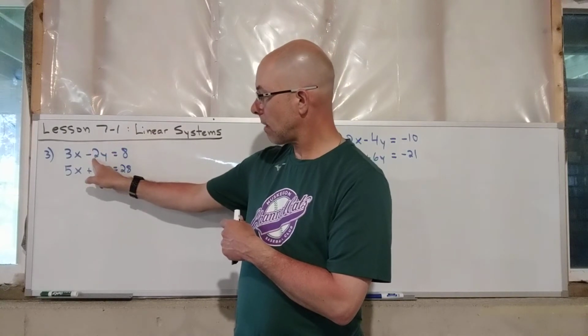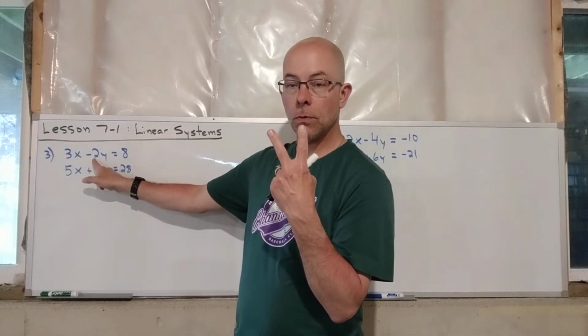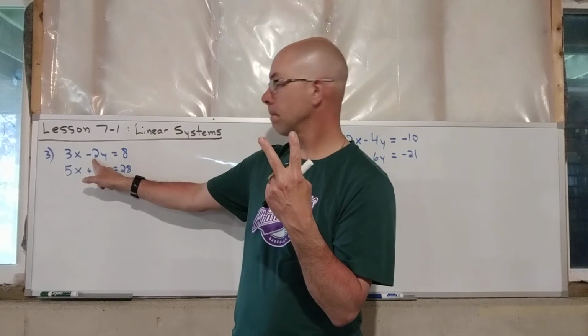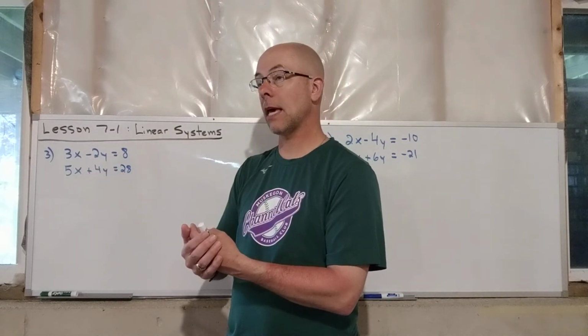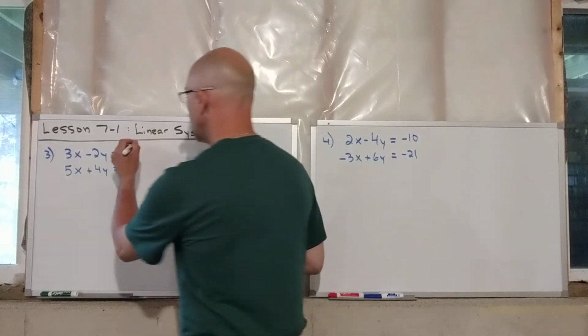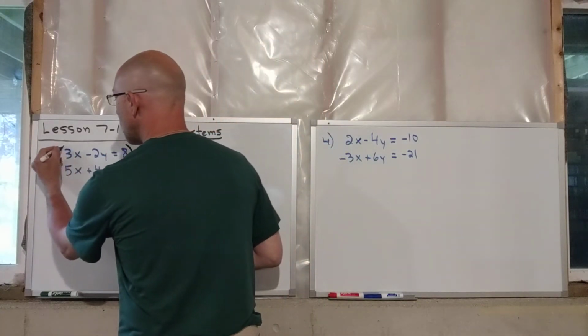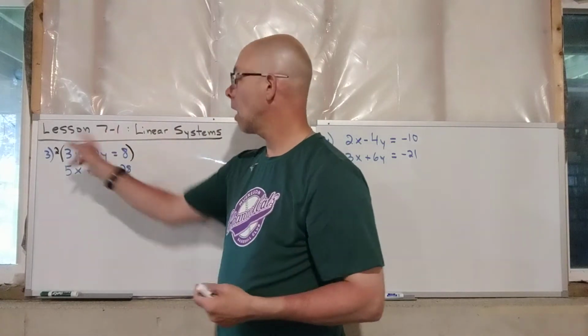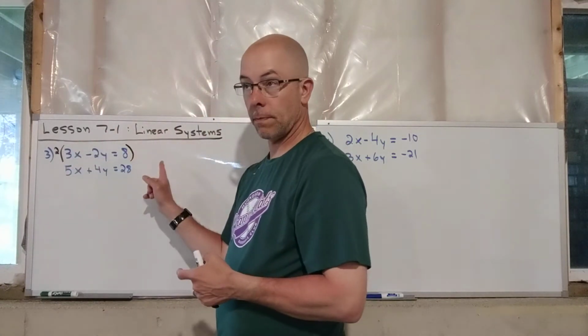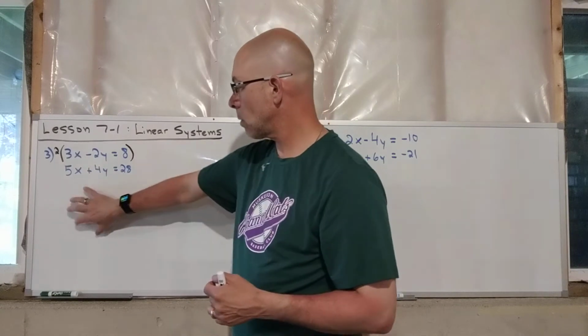I notice that if I multiply this by 2, it'll be negative 4. And if that's negative 4 and that's positive 4, when I add them together, they'll cancel. So what I need to do is multiply this entire equation by 2. I can't just do the thing I want. The entire both sides. Okay? So when that happens, I'll write the work down here.